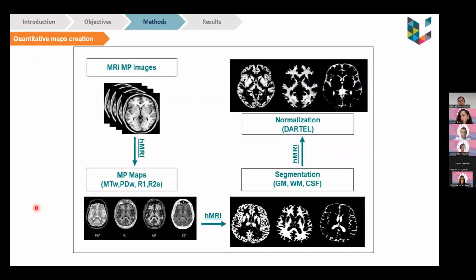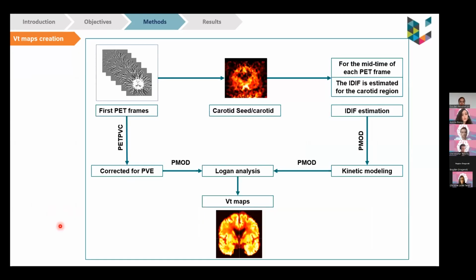To talk about data processing, all data were brought to the brain imaging data structure format, and with some modifications on the qMRI toolbox, the data is processed. Here, for this study, we are only using gray matter maps that are normalized to MNI space. The PET processing is done in SPM12.